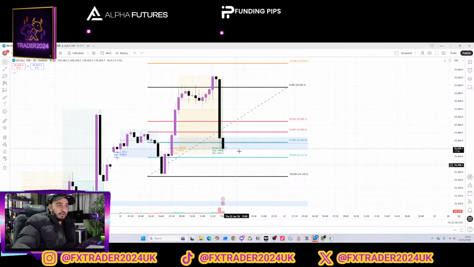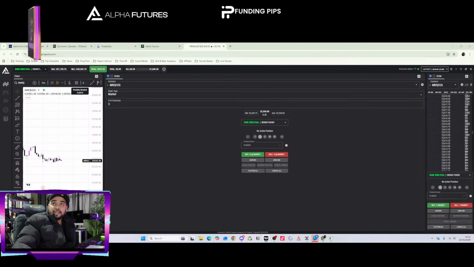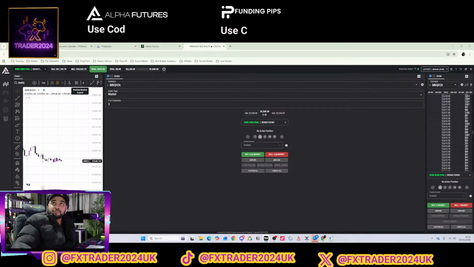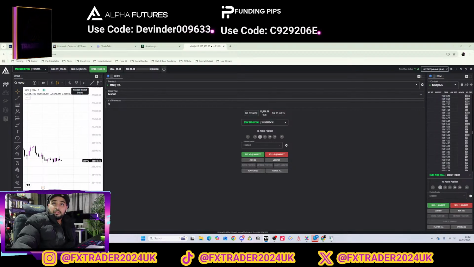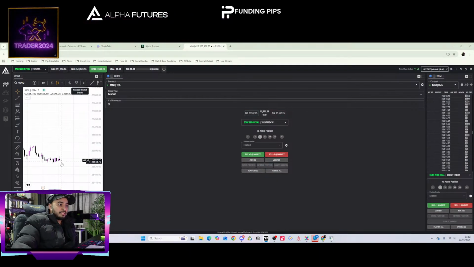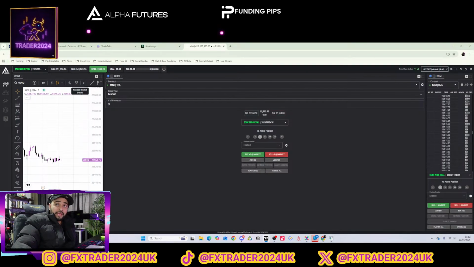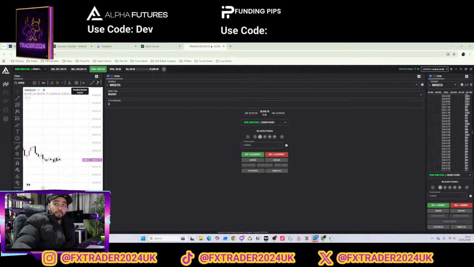I don't know if it's just going to hold or break. But that's why I'm not taking a trade right now. I'm waiting for a clear entry. As soon as I get my clear entry, I'll take my trade. Because you don't know if this is just going to continue down, because there is a bigger fair value gap towards the bottom.